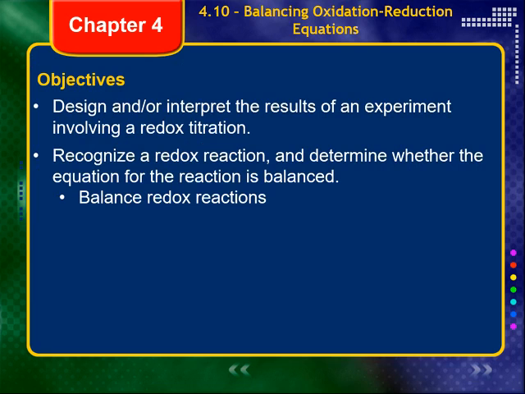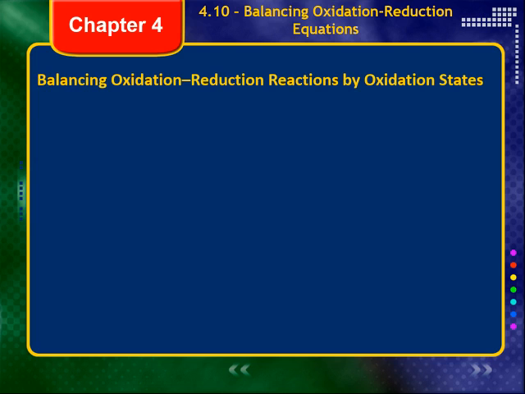All right, let's finish up with section 10. You're going to design or interpret the results of an experiment involving a redox titration, and then recognize a redox reaction and determine whether the equation for the reaction is balanced, and then balance redox reactions. So when we balance redox reactions, we're going to be using the oxidation states. Again, this is going to look somewhat familiar. Most of these steps are going to be familiar.